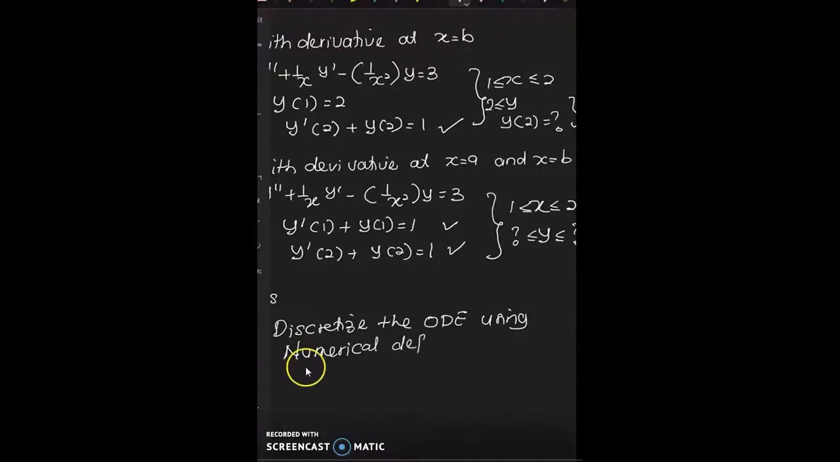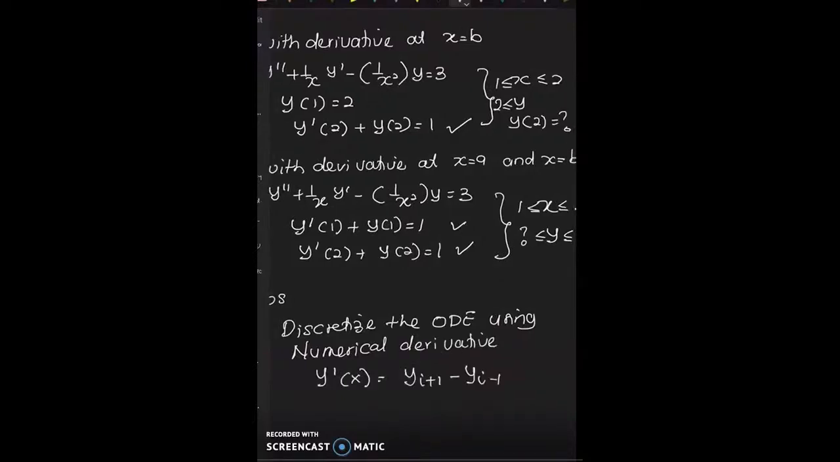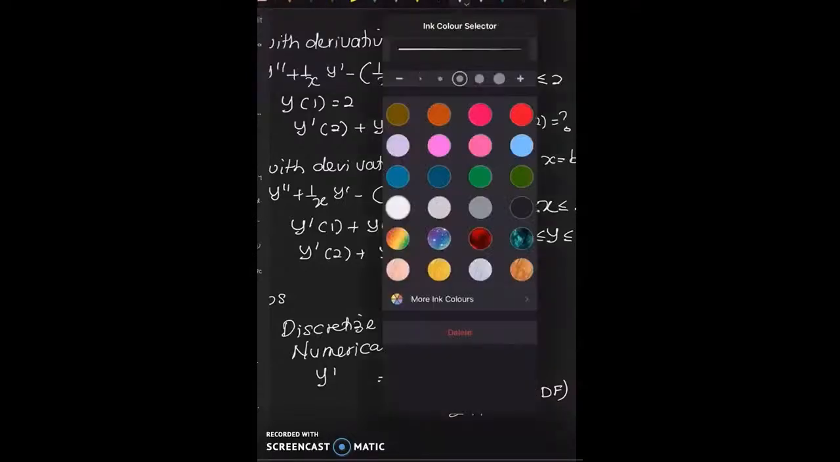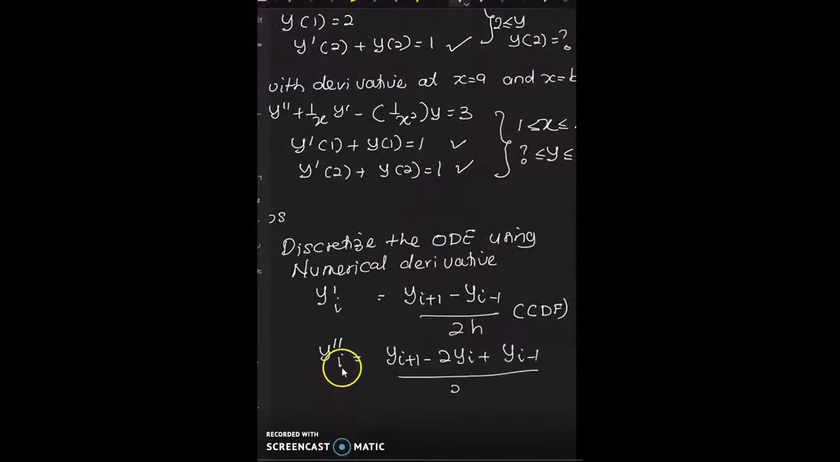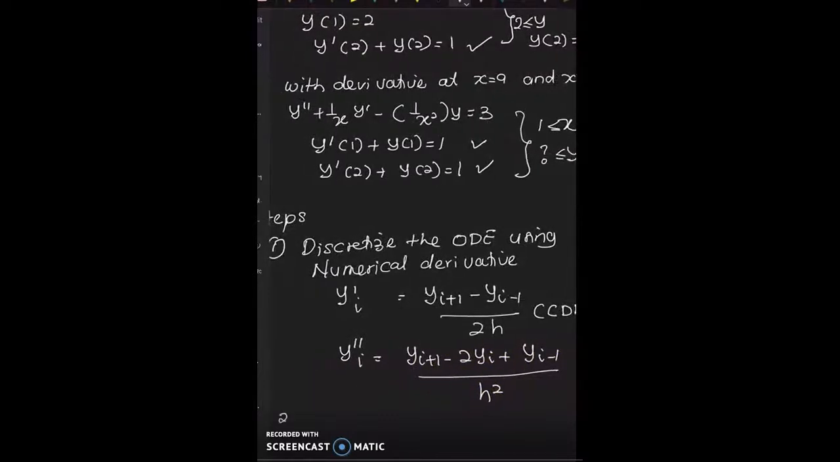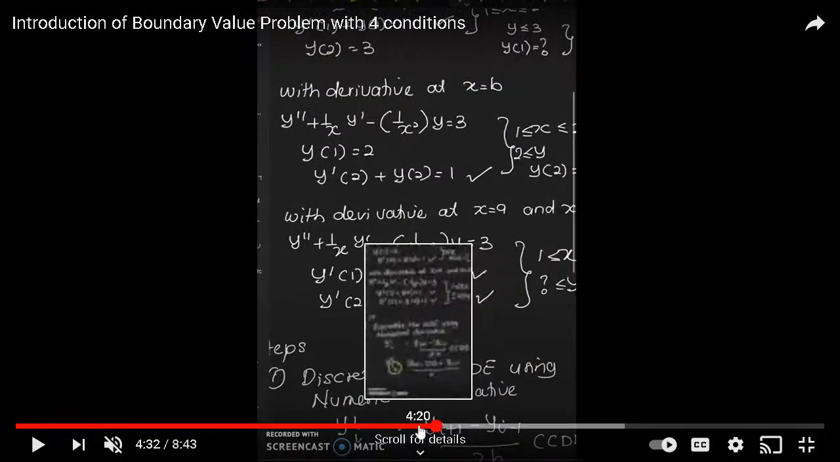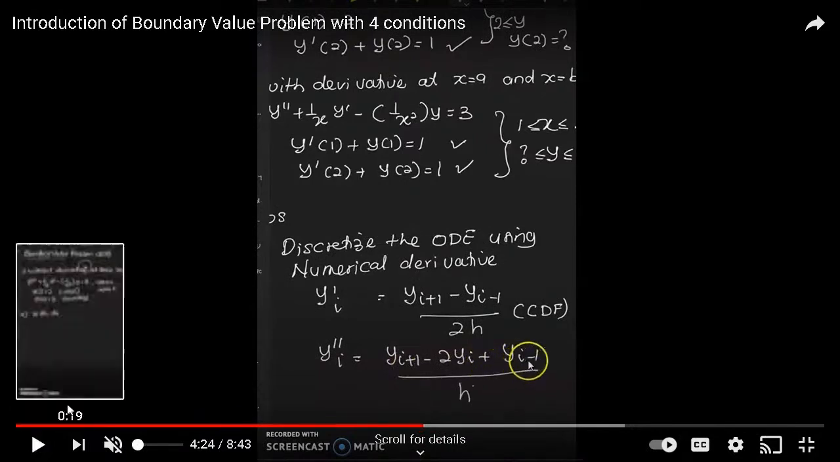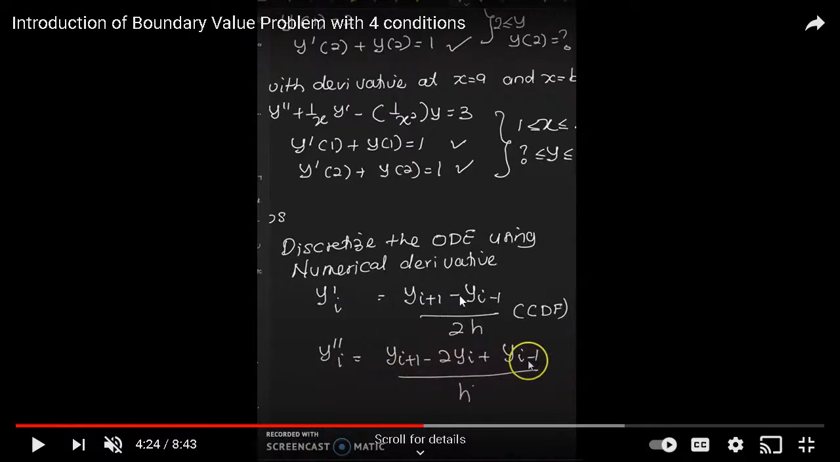You need to discretize y prime prime plus 1 over x, y prime minus 1 over x squared, y equal to 3 using chapter 5, numerical differentiation. You need to remember this formula. This is the 2-point difference formula to discretize the first order derivative, 5.8. And you also need to use the second order derivative, in chapter 5 it is 5.11: y i plus 1 minus 2 y i. I again want you to remember these two formulas. First order derivative: y i plus 1 minus y i minus 1, divided by 2h, 5.8.